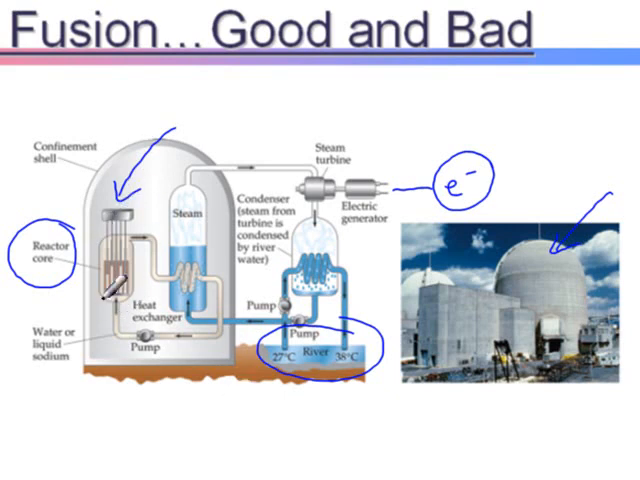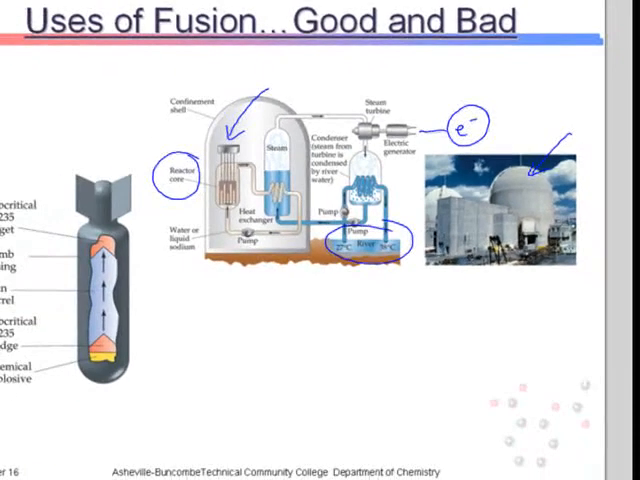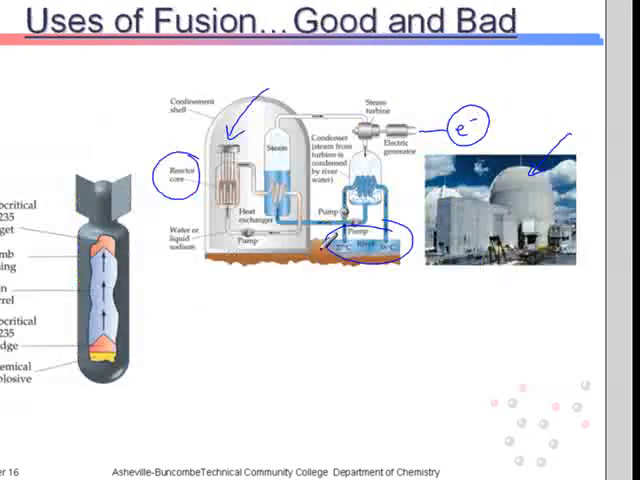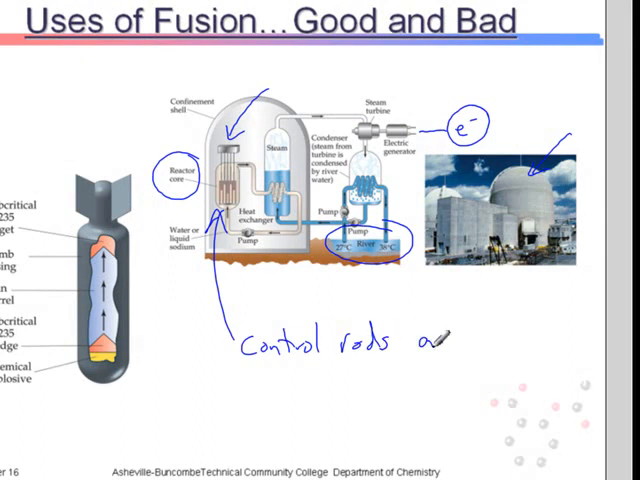Remember what I said, the chain reaction is occurring in this reactor core, and what is needed for the chain reaction? What is needed for that critical mass to occur? Well, you need a bunch of neutrons being kicked off. That's where the control rods come into play. If the reaction starts getting out of control, they drop the control rods, and the control rods absorb the neutrons, is essentially what we're seeing here. So control rods absorb the excess neutrons, and that shuts down the chain reaction.